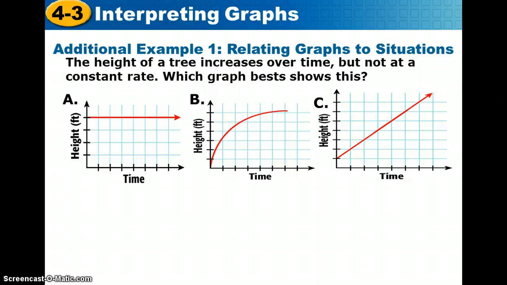Let's look at an example. The height of a tree increases over time. So here's our time on each of our graphs, but not at a constant rate. So we have to have a line that shows increasing, but not at the same slope or angle the whole time. Which graph do you think shows this scenario? The height of a tree increasing over time, but not at a constant rate.